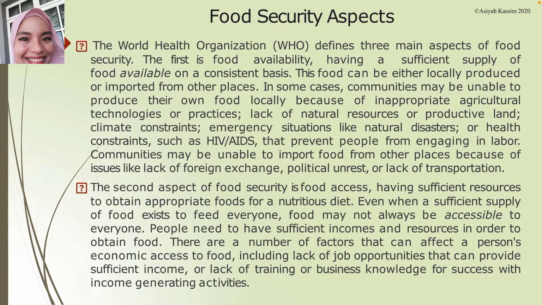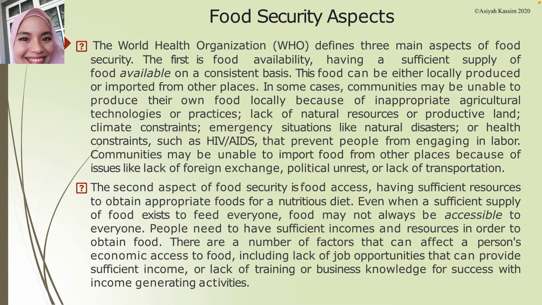So kita akan tengok yang pertama iaitu food availability. Food availability. So what does it mean? Having a sufficient supply of food available on a consistent basis. Consistent basis. Maksudnya setiap hari takkan kata putus lah makan tu kan, makanan tu. So this food can be either locally produced or imported from other countries or other places.